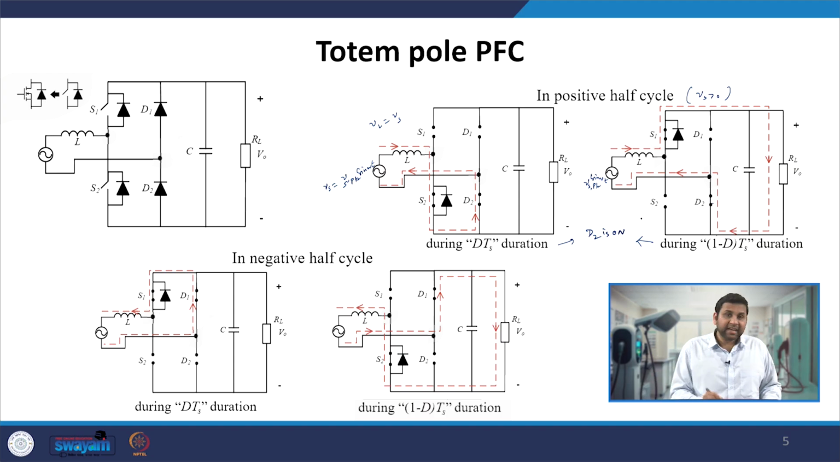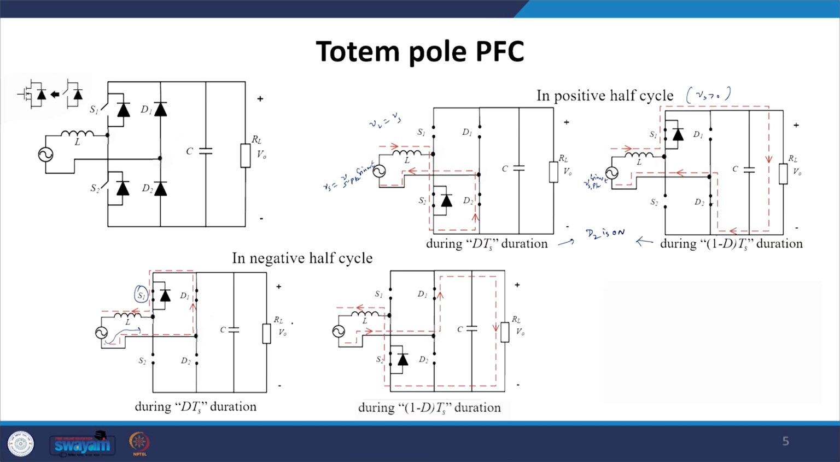while in the negative half cycle, same thing, in one of the DTs periods in the negative half cycle, S1 is on in DTs period. During that time, since it is a negative half cycle, the current will start from the source in this direction, and this current will forward bias D1, and as a result D1 is on, and then you have the same thing, which is nothing but VL, which will have the same Vs input voltage applied across it.